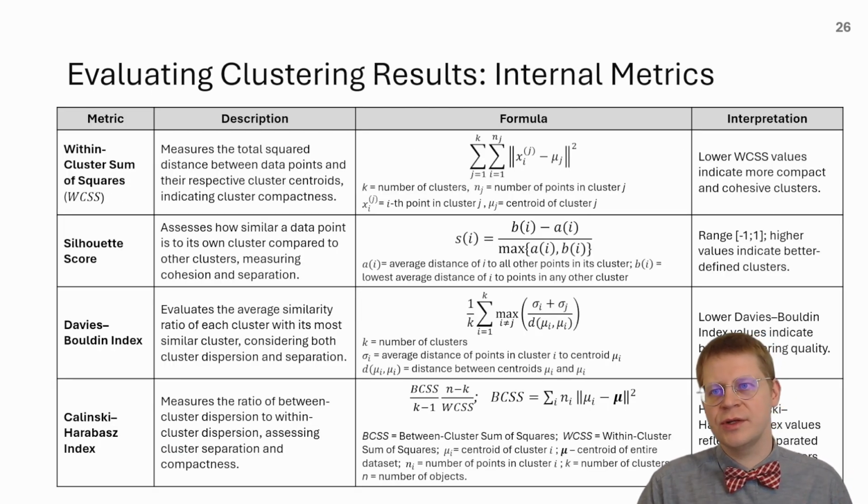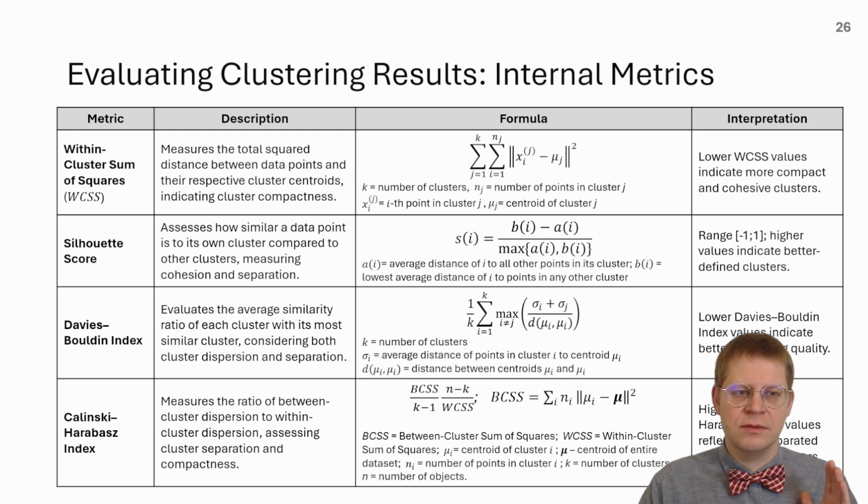What about clustering evaluation? How do we evaluate them? Well, there are two groups of metrics, internal and external. Internal means we do not have the labels. And internal metrics like silhouette score assess how well points fit within clusters, or like within cluster sum of squares, evaluate compactness.